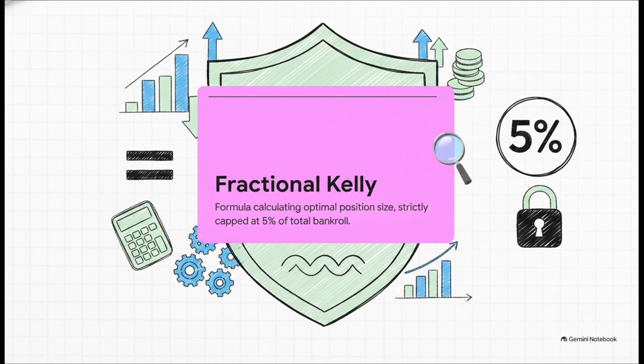The first line of defense is how the AI sizes its bets, using the fractional Kelly criterion. Instead of betting the same flat amount every time, this is a dynamic formula. It calculates the mathematically optimal position size based on the model's confidence combined with the payout odds. But to minimize variance and prevent the account from completely blowing up, it's forced to use just a fraction of that Kelly suggestion, strictly capping the maximum bet at 5% of the total bankroll. It mathematically protects the capital.